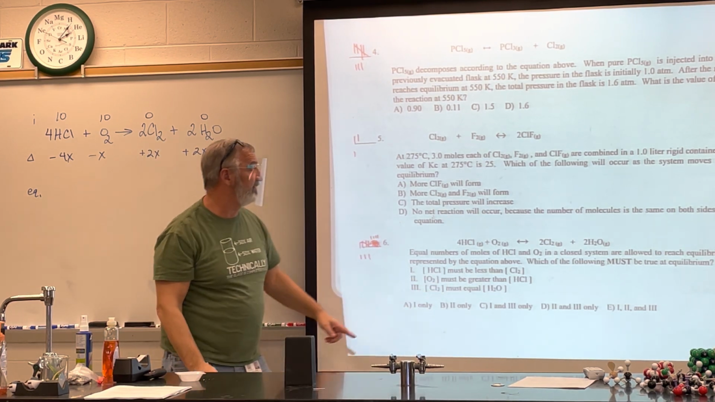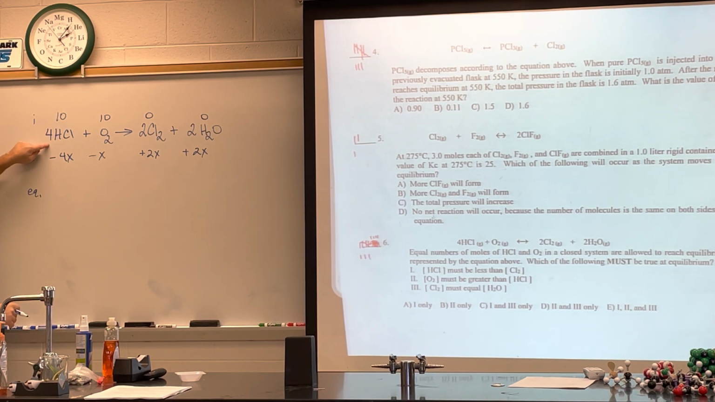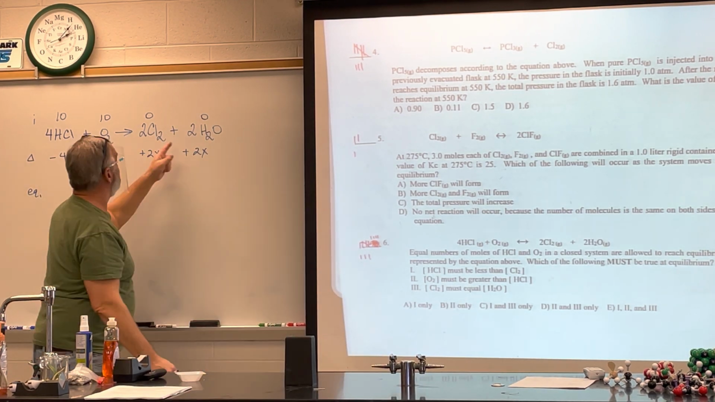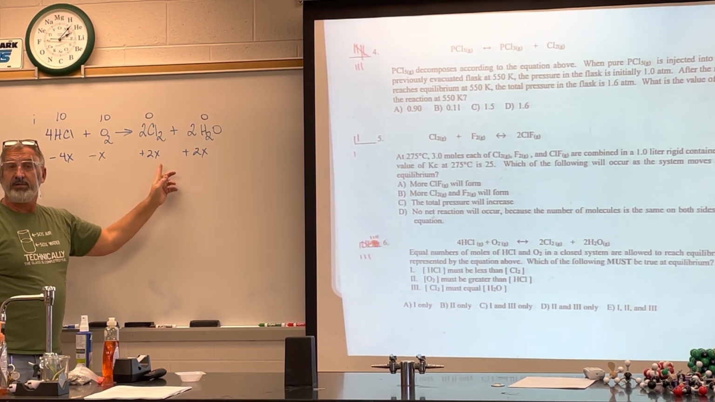O2 must be greater than HCl. O2 must be greater than HCl. Well, no matter how much, if 0.1 reacts, 0.4 of this is going to be gone, where only 0.1 of that. No matter how much, because it's 4 to 1, that statement is true. Always. And then Cl2 must equal H2O. Well, it's 2 to 2, so they're always going to equal one another.